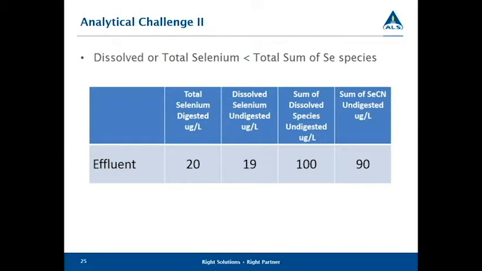Another challenge with selenium samples from oil refinery wastewaters, and definitely from flue gas desulfurization treatment plants, is that you find the sum of the selenium species is significantly higher than the total reported. This is sometimes a more visual or obvious one to see, because often after addition of the preservative, you see a precipitate, and that precipitate is actually selenocyanate getting decomposed by the acid to elemental selenium.